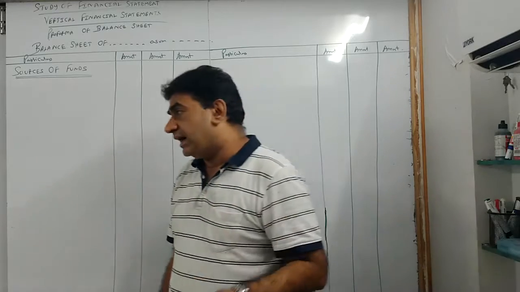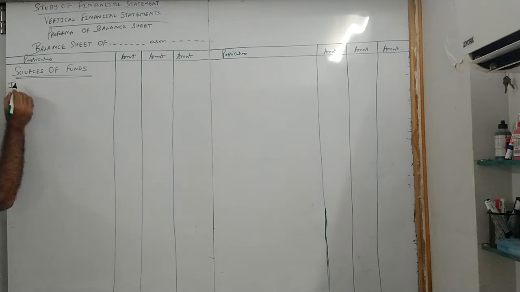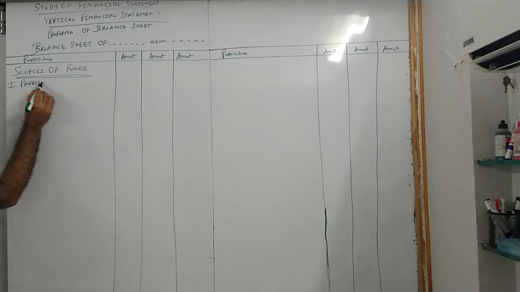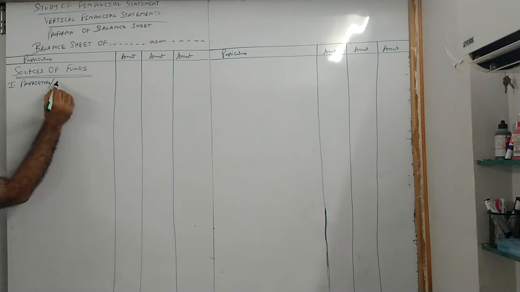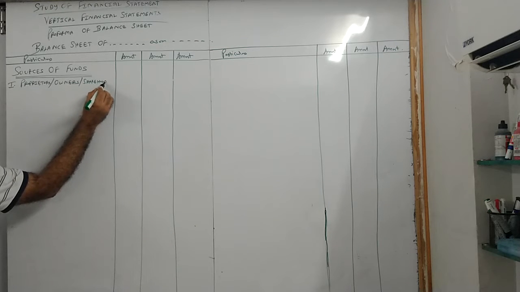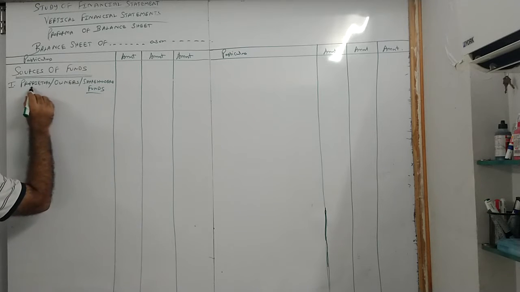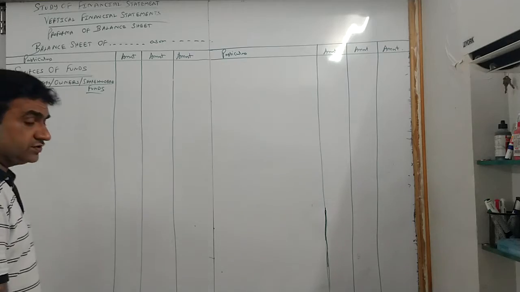So this will be in two parts. The first part will be your own money, so we put it as Roman 1. We call it proprietor, which is another name for owner. Proprietors funds, or we call it owners funds, or shareholders funds.